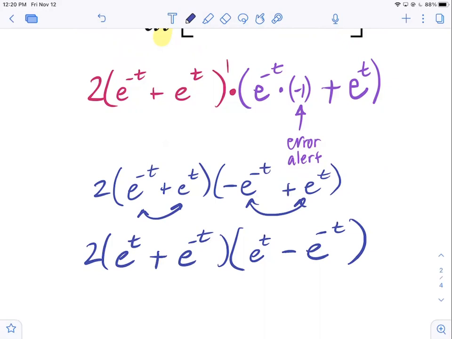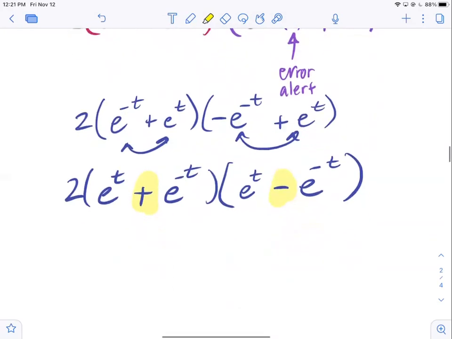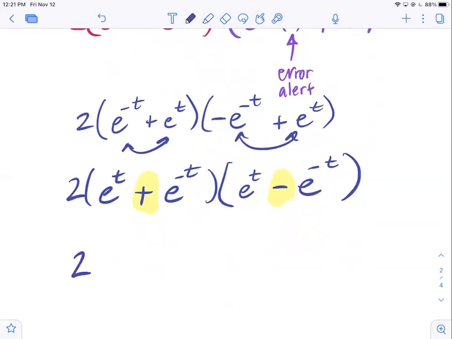And now that probably will not be an answer choice either, simply because this is a special product. Those two guys are what? Perfect squares. Their product will give you a difference of squares. Good, because these two guys are what? Conjugates. There you go. Let's go ahead and multiply it out.